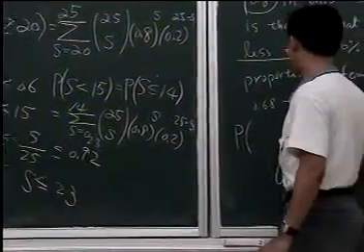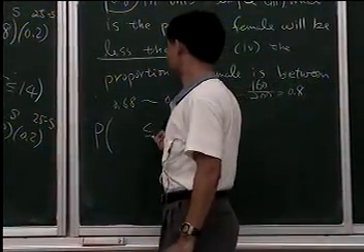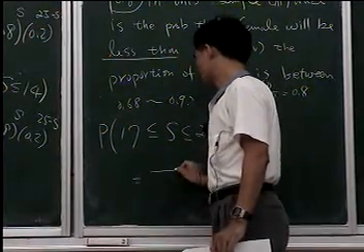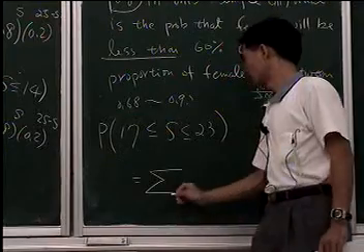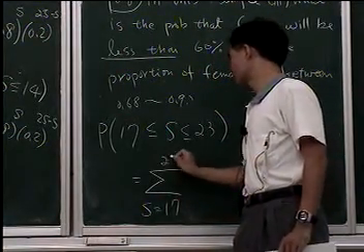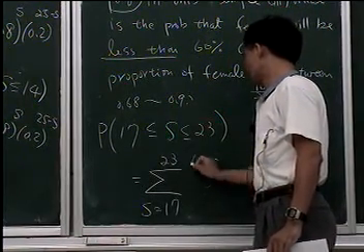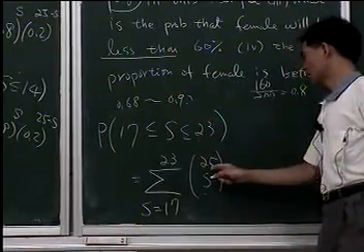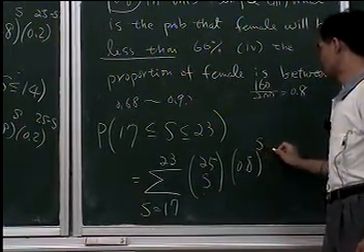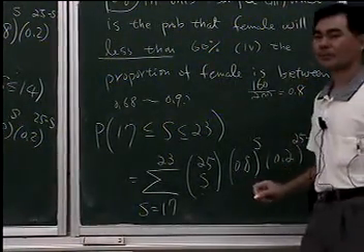Probability of S less than or equal to 23 and greater than or equal to 17, okay? It should be S starting from 17, right, and to 23. And so what do we have? We have 25 choose S, okay, and then 0.8 to the S power, 0.2 to the 25 minus S power, okay?